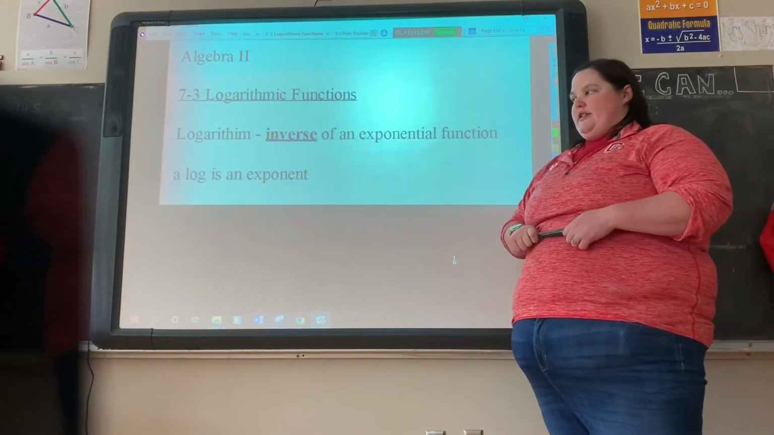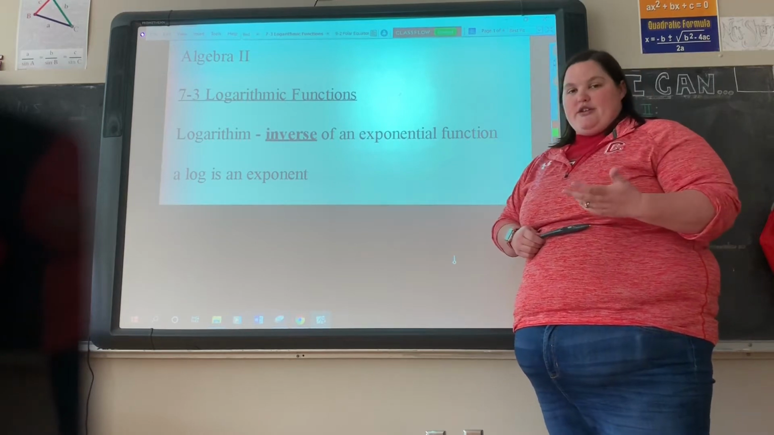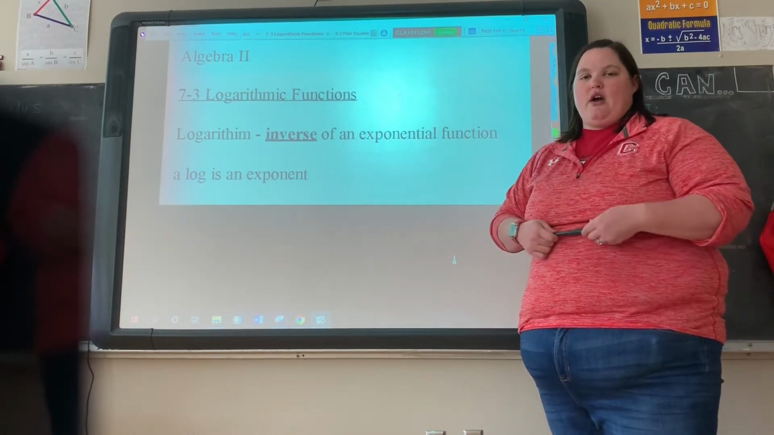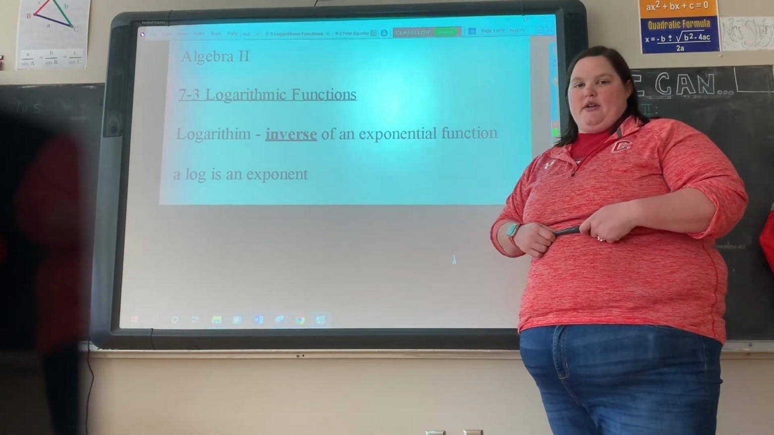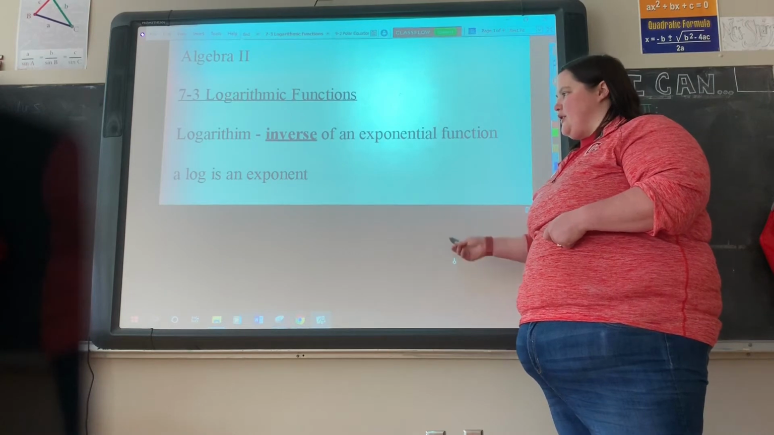Okay. And so again, I have that sentence there. A log is an exponent, just to remind you again, whenever you're evaluating a log, or solving with a log, you're finding those hard exponents that are not easy to find. So let's look at the definition.